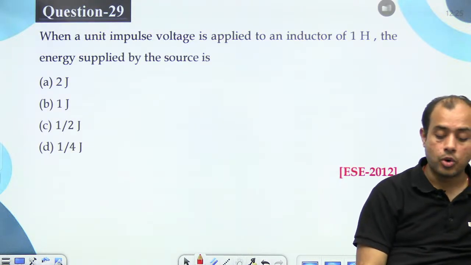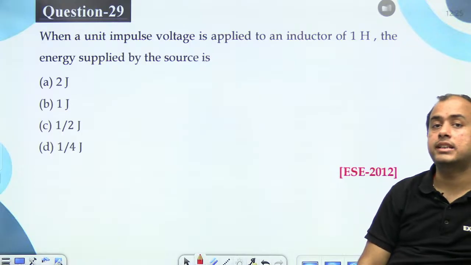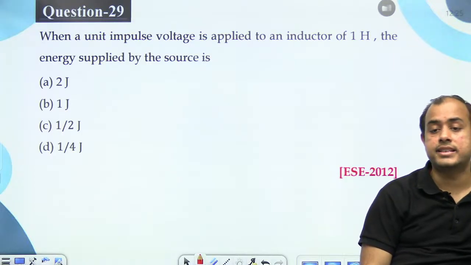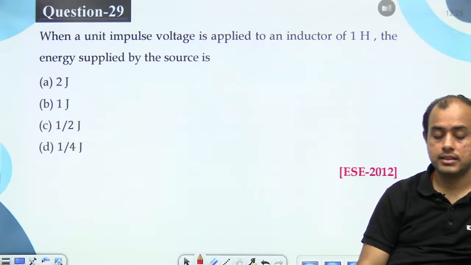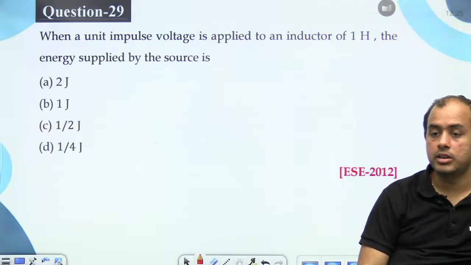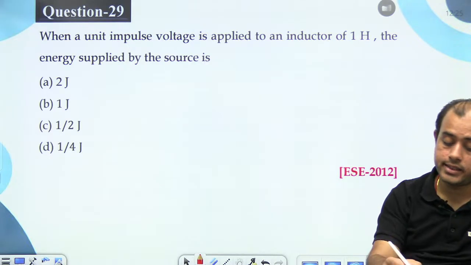Unit impulse voltage is applied to an inductor of 1 Henry. What is the energy supplied by the source? What is the energy? Come on. Again, very easy question.